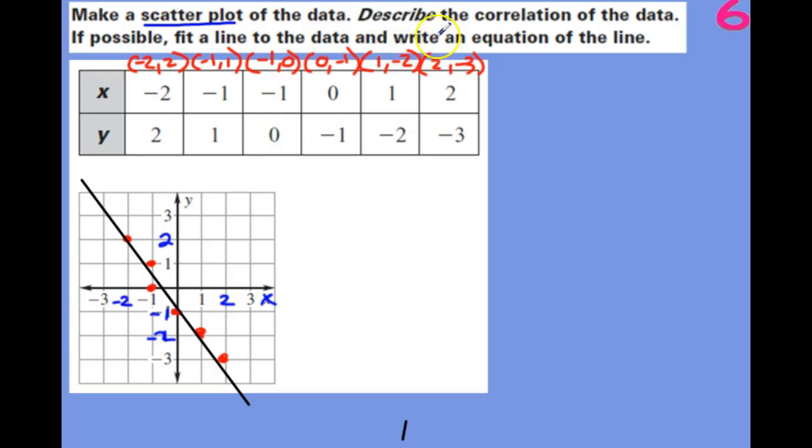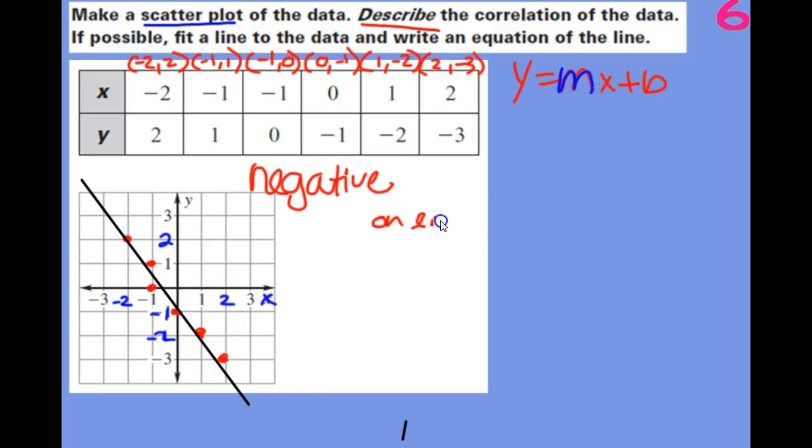So first, it says describe the correlation. This from left to right is going down, so it's a negative correlation. We already fit a line to it, but now we just need our equation in the form y equals mx plus b. So like I was saying, we need to first find our slope, so we need to pick 2 points that are on the line.